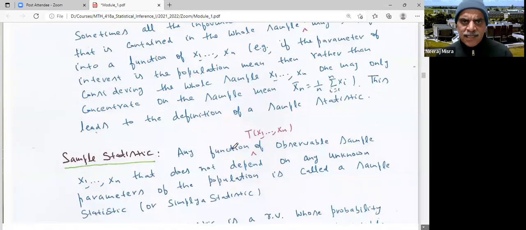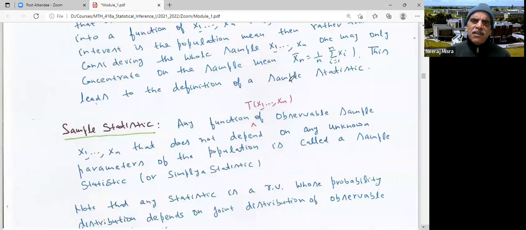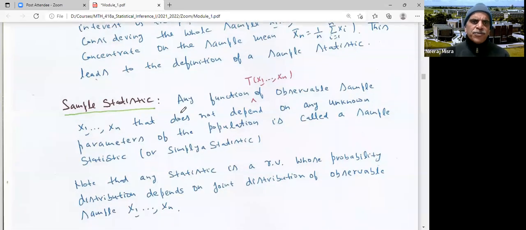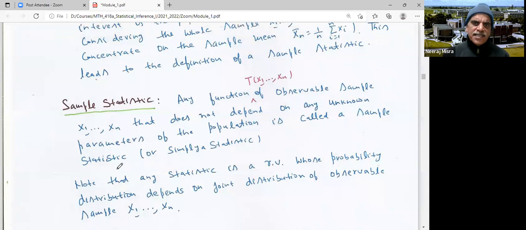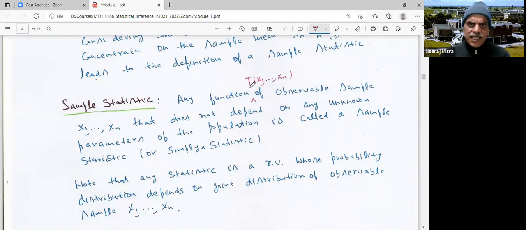What is a sample statistic? Any function t of x1, x2, ..., xn of an observable sample x1, x2, ..., xn that does not depend on any unknown parameters of the population is called a sample statistic, or simply a statistic. Note that since t does not contain any parameter, a sample statistic does not contain any parameter. It only depends on the quantities x1, x2, ..., xn, which are random variables.